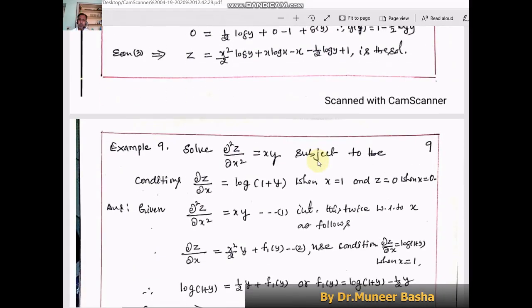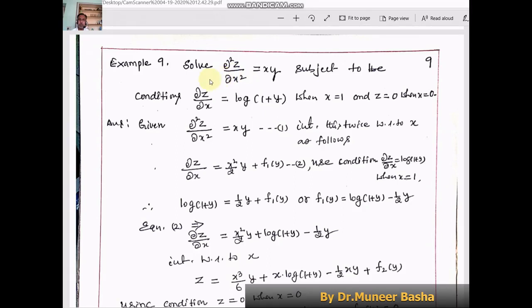And then one more example, solve ∂²z/∂x² is equal to xy. Again this equation involves only one partial derivative of second order. The right hand side is a function of x and y, the product xy, called x into y. Therefore this is a non-homogeneous PDE. With the conditions, what are the conditions? ∂z/∂x is equal to log of (1 plus y) when x is equal to 1, and z is equal to 0 when x is equal to 0.